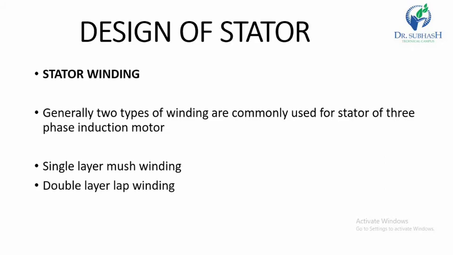Now the second one is a double layer lap winding. In double layer lap winding, we use an open type slot, and it is used for medium size motors. Generally in this winding, a diamond shaped coil is used.